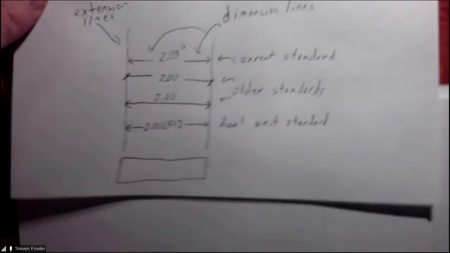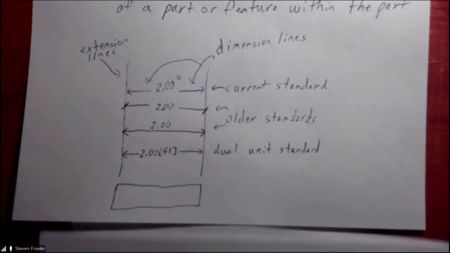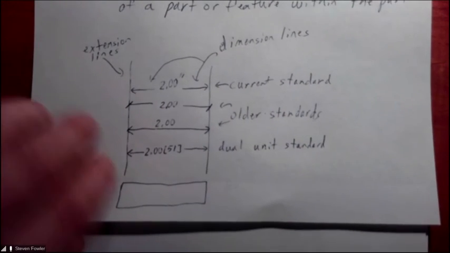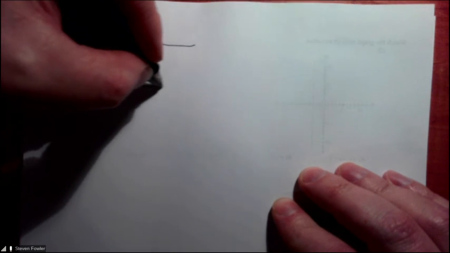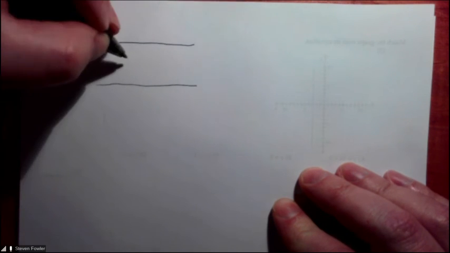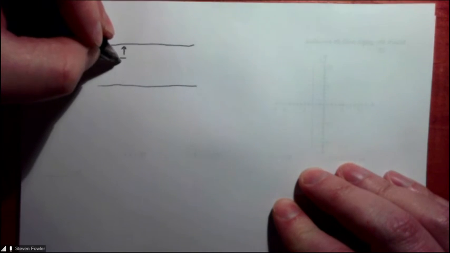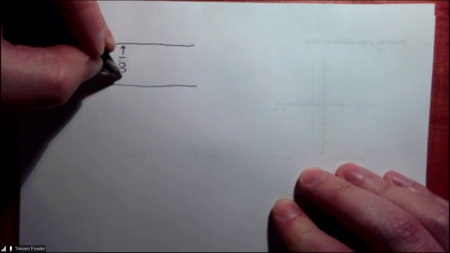Now, that's good for horizontal dimensions. If we start talking about how we do vertical dimensions, we would want to, of course, have horizontal extension lines, single pass, thin, solid lines. And then you can do it one of two ways. If you're feeling really fancy, you can put your dimension line there and write your number in a vertical format and put your other dimension line on the other side.